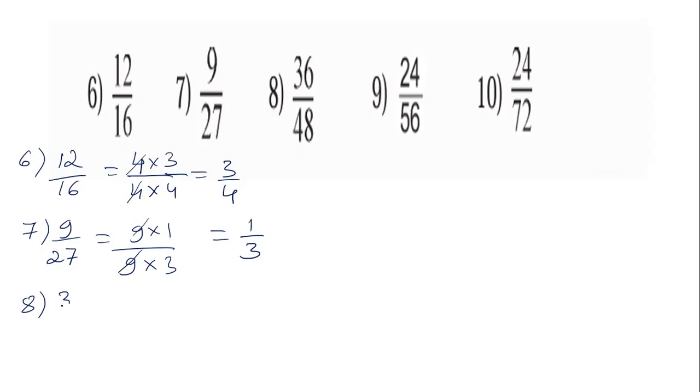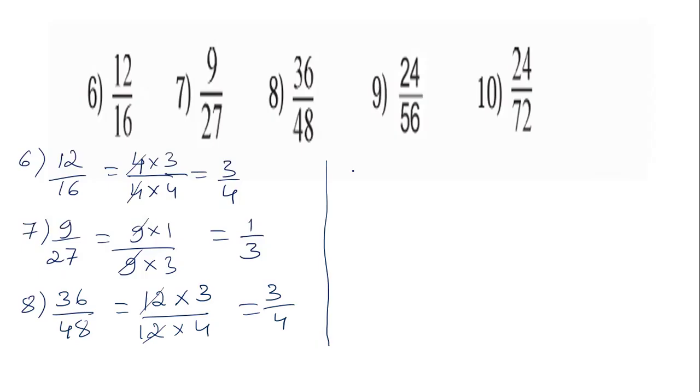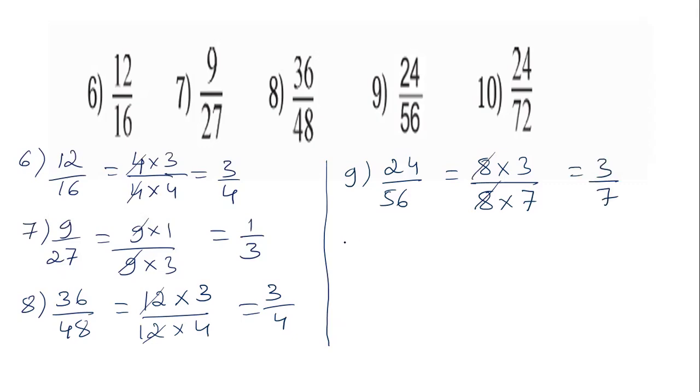Eighth one, 36 by 48. Here, take common 12 in numerator and denominator. 12 threes are 36. 12 fours are 48. This 12 gets cancelled. 3 by 4 is the answer. Next, ninth one, 24 by 56. 8 threes are 24, 8 sevens are 56. This 8 gets cancelled. 3 by 7 is the answer.